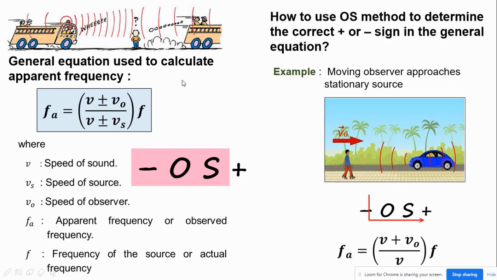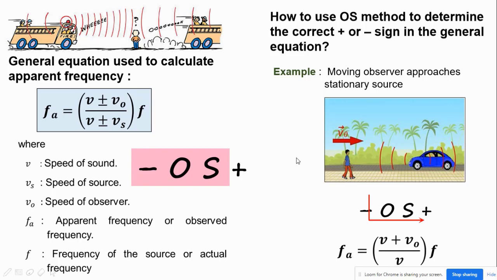This is the general formula used to describe the apparent frequency, where fa stands for the apparent or observed frequency, equal to, in brackets, v, the speed of the sound, which is a constant value, plus or minus vo, the speed of the observer, over v, again the speed of the sound, plus or minus vs, the speed of the sound source, multiplied by the frequency of the source, or the actual frequency.